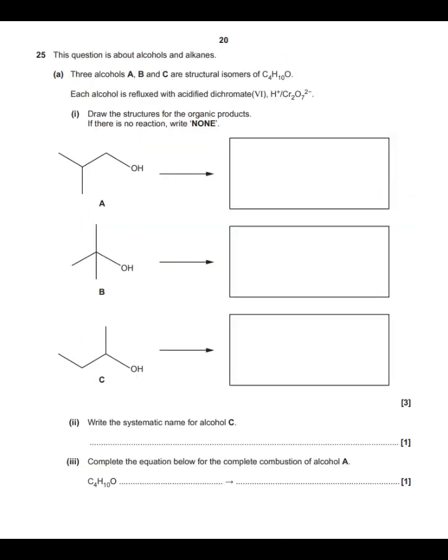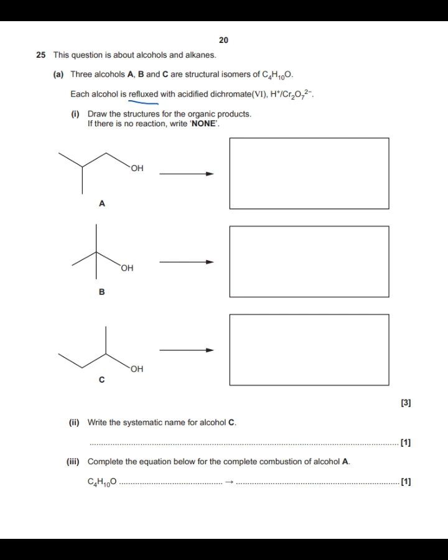5 is about alcohols and alkanes. We've got 3 alcohols, A, B, and C. They're all structural isomers. They all have 4 carbons, 10 hydrogens, and 1 oxygen. Each alcohol is refluxed with its oxidizing agent, acidified dichromate. And we've got to draw the structures of the organic products.